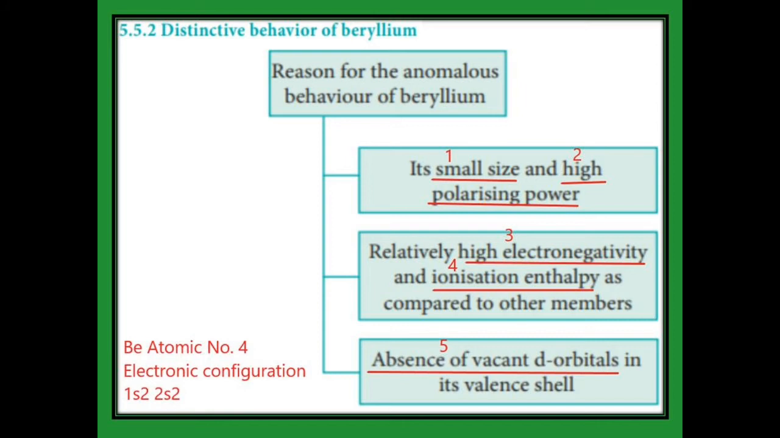You see that beryllium has atomic number 4 and electronic configuration 1s2 2s2. In the second orbit there is no d orbital, so the d orbital is absent. So the absence of d orbitals is also one of the reasons for its different behavior.